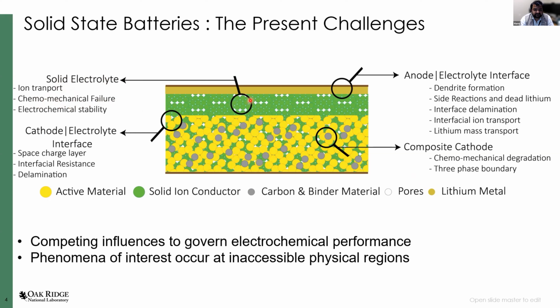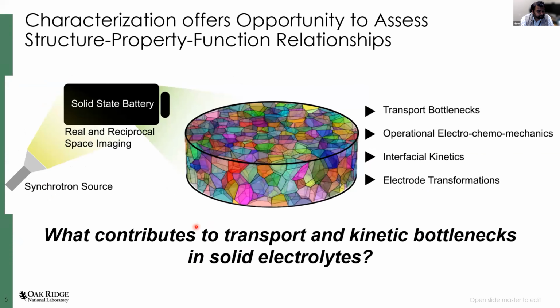The other challenge that we face with understanding what is happening in these solid state batteries is that the phenomena of interest are generally occurring in regions that are relatively inaccessible using conventional characterization techniques. And so it becomes really hard. So that's where I've used a lot of synchrotron resources with real and reciprocal space imaging to understand what exactly contributes to these bottlenecks and how these failures occur in solid state batteries.